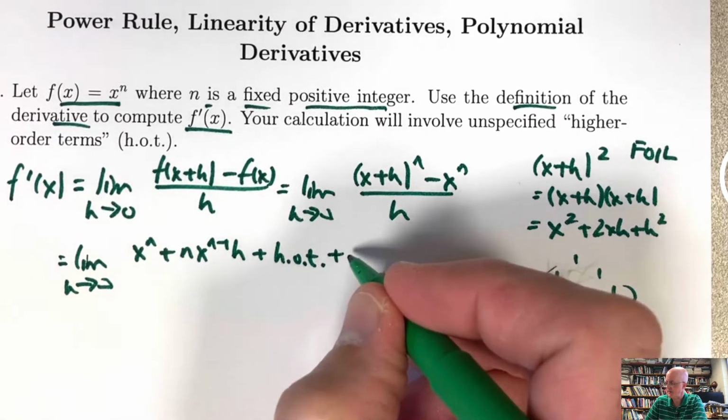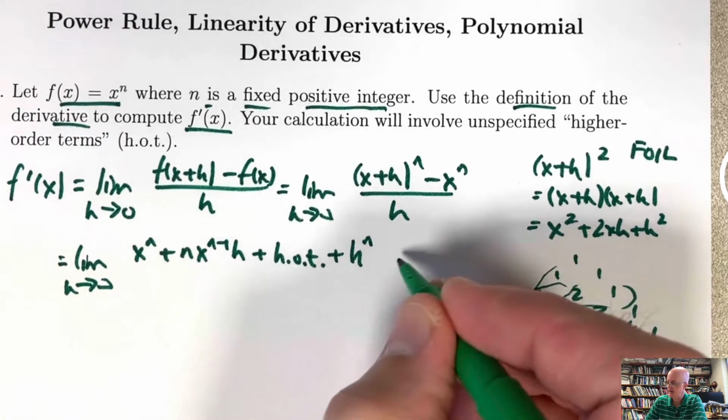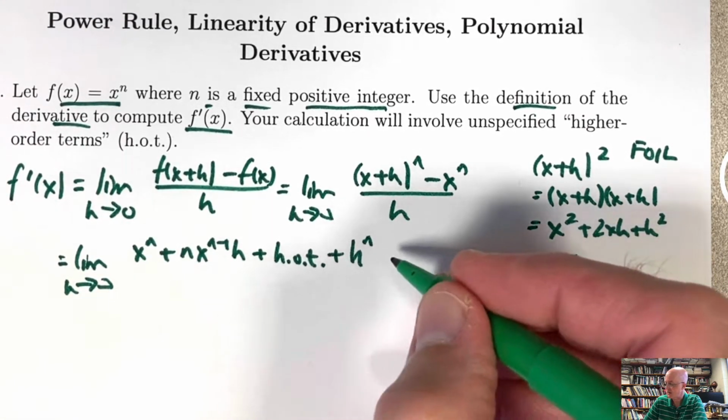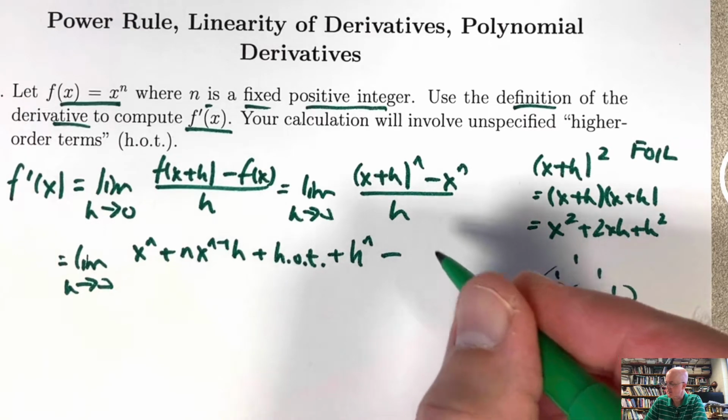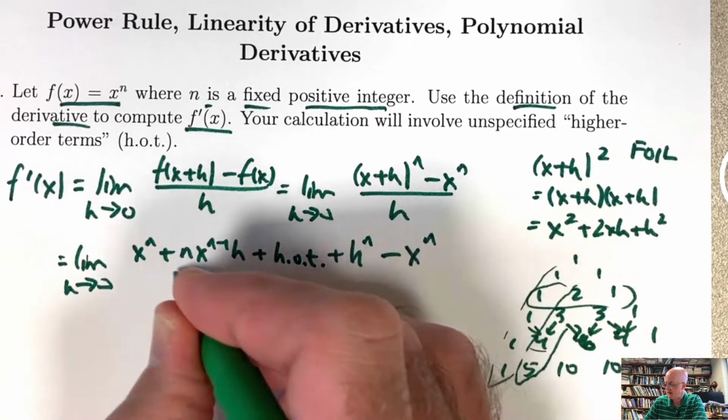I'll go ahead and write that down. That'll just be h to the n because its coefficient is 1. I don't have to write it down, but I will, just for a little bit more specificity there. Don't forget to subtract x to the n power and all divide by h.